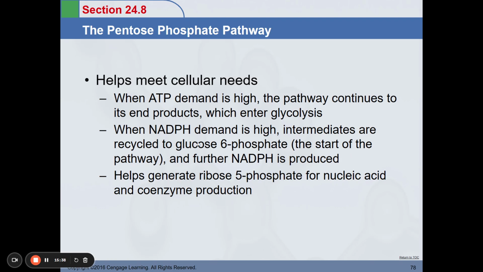So when our glucose becomes excessive, of course our body has some way to recycle it and use it on other functions that are needed in the body, such as nucleic acid formation and coenzyme production. Okay?